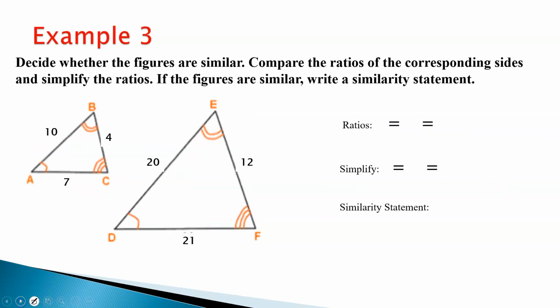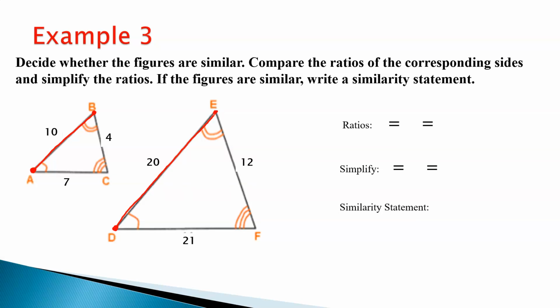Okay, let's move on to example number 3. Let's try it one more time. Decide whether the figures are similar. So I've got to prove it using that proportionality statement. I'm going to compare the ratios and simplify them, right? And then we're going to write that similarity statement if they truly are similar. So let me start off here with A to B. From A to B is going to be matching up one angle symbol to the one that has two little angle symbols there.